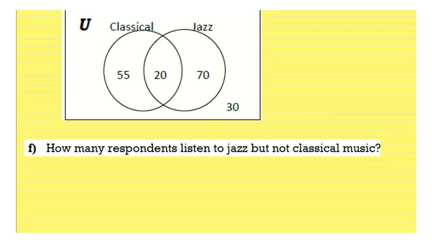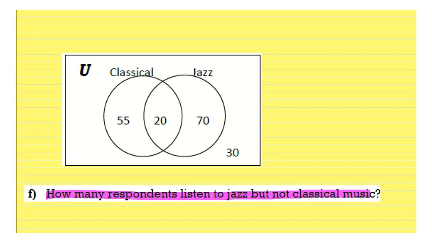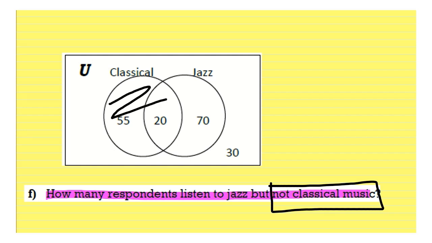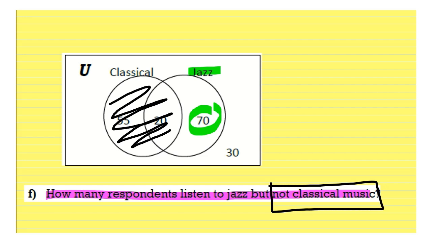Our next question says, how many respondents listen to jazz but not classical music? So again, we have to pay attention to the not information. Not classical music means that I'm going to ignore everything in the classical circle. So the only thing that's left are the jazz listeners, and that would be 70. So 70 people listen to jazz music, but not classical music.